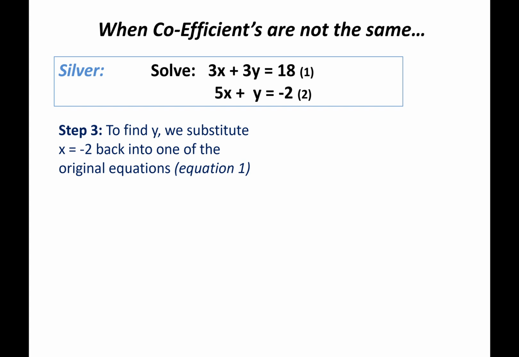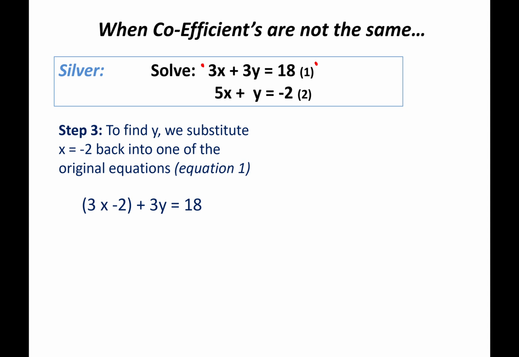Step 3. We now need to find y. We substitute x is equal to minus 2 back into our original equation. So we always pick our first equation here. We always pick equation 1. So wherever I see x in equation 1, I substitute in minus 2. This gives me 3 times minus 2 plus 3y equals 18.